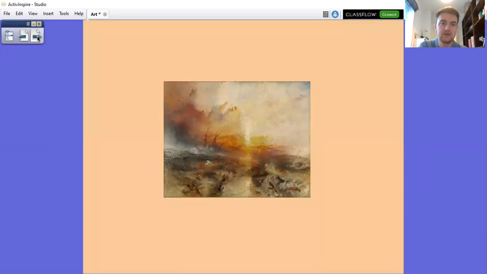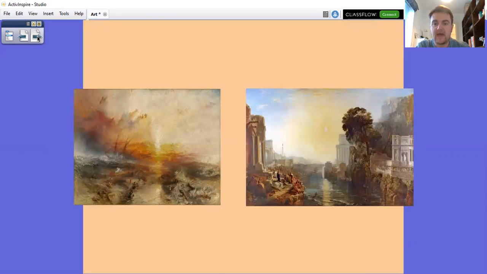So as well as that, have a look and compare the two pictures that we've looked at. What's the same? What's different about them? You might want to look at technique, you might want to look at style, you might want to look at the things that are in the pictures. But again, just pause the slides for me and have a look and compare them. What can you notice that's the same and what can you notice that's different?